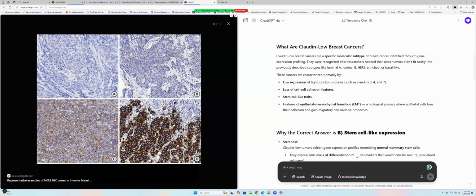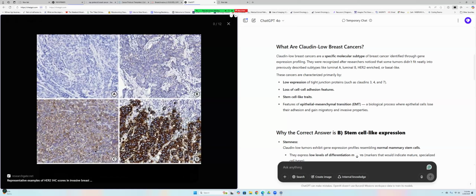What about B? What will you call B? There's weak staining in more than 10% of the tumor. So what score would that be? Incomplete membranous staining, but I can't even see it. That would be 1 plus.